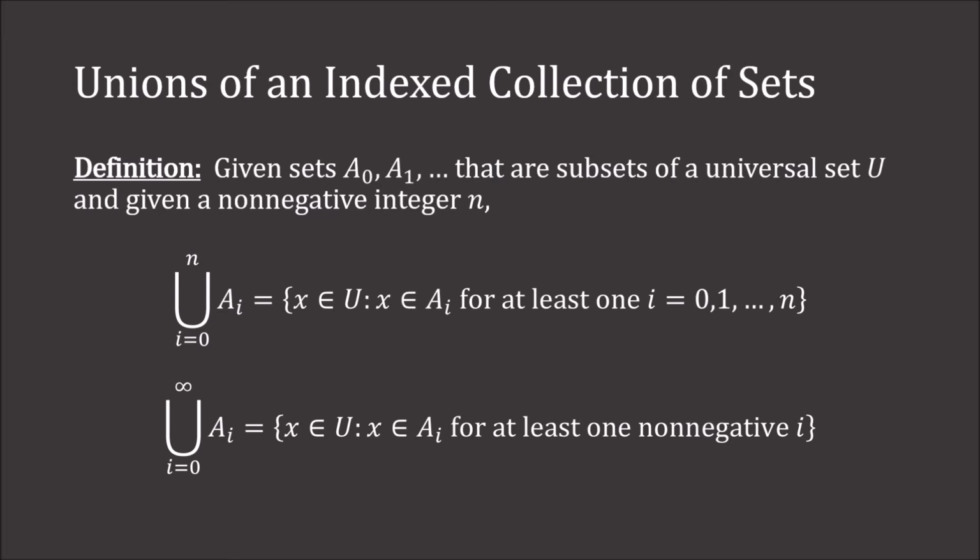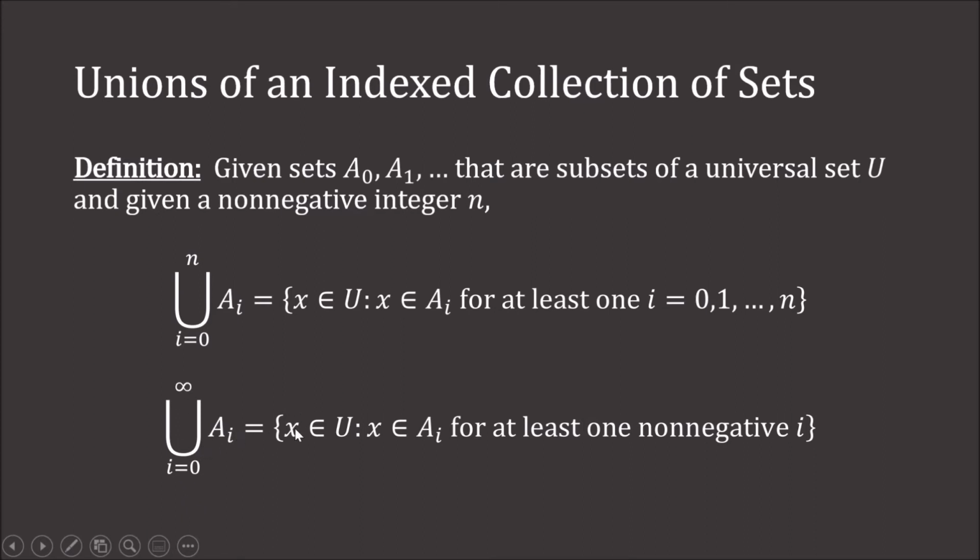So first the finite union. So it'll be the union from i equals 0 to n of A sub i. This is the set of all x in the universe such that x is in A sub i for at least one of 0, 1, up to n. So what this is saying is that the union of i equals 0 to n of A sub i is the set of all x such that x appears in at least one of A0, A1, A2, up through An.